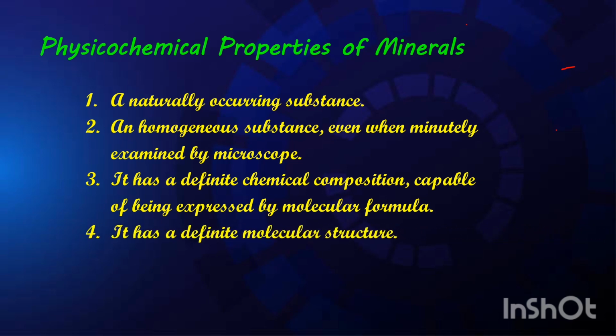Next, a mineral has a definite molecular structure. When we have a definite chemical composition, it usually has a definite molecular structure, because there needs to be a proper arrangement of molecules, which should be repetitive. When we have a haphazard arrangement of molecules, the bonding will not be as strong as it should be, so the mineral will not be stable. Therefore we should have a definite molecular structure, a repetitive arrangement.